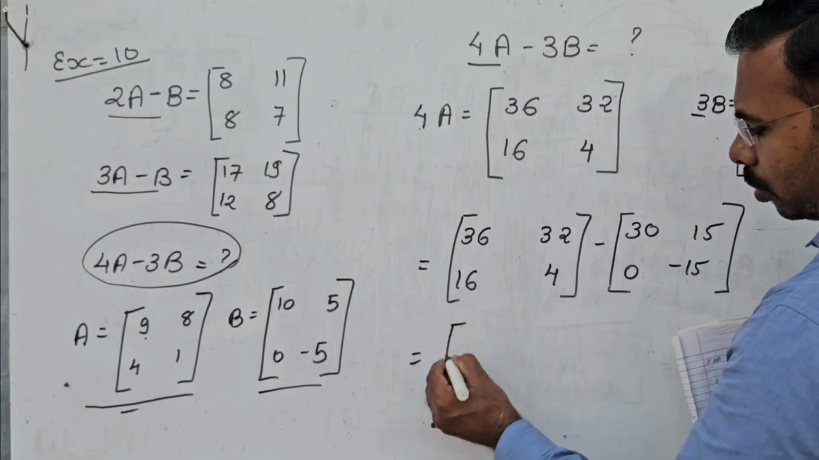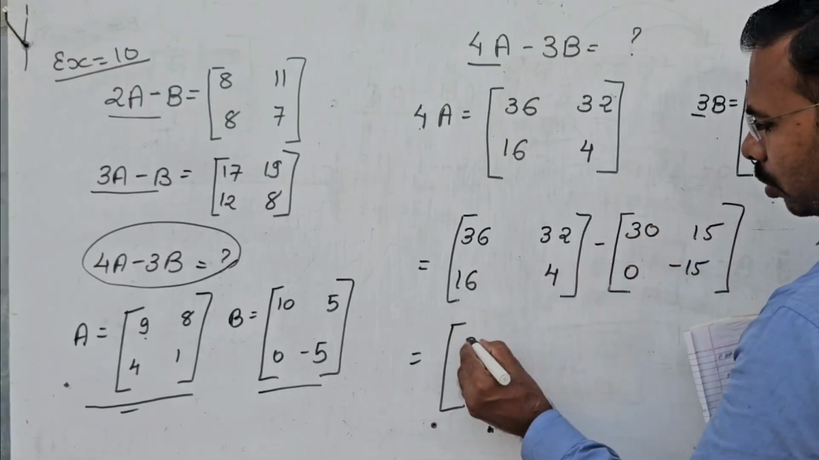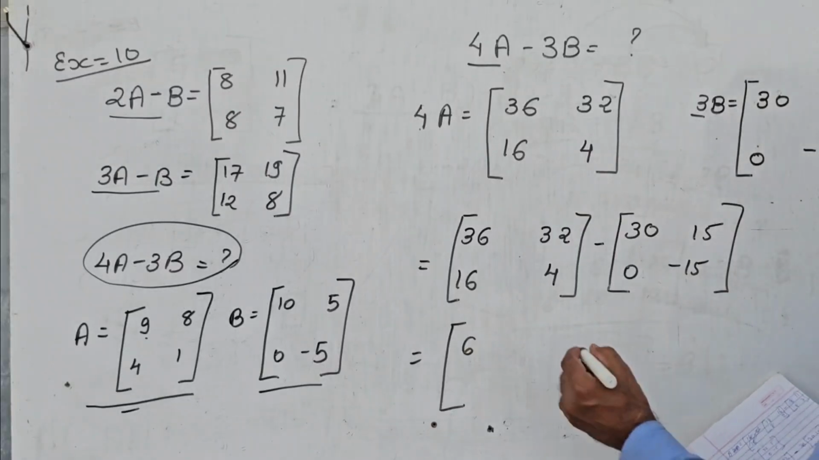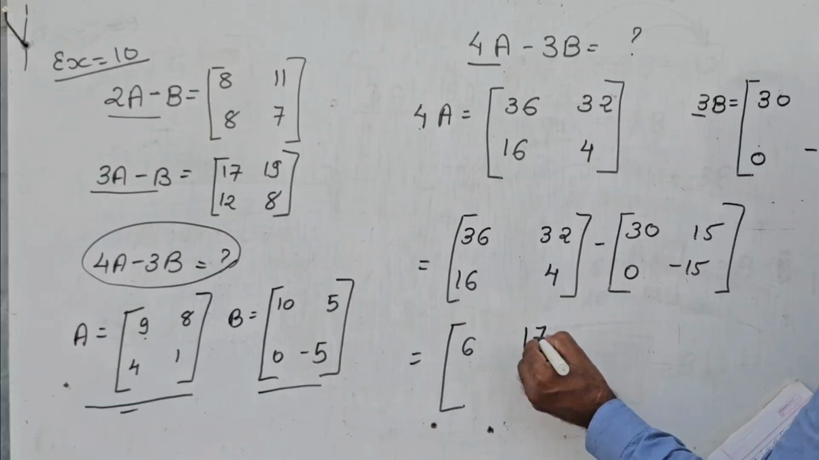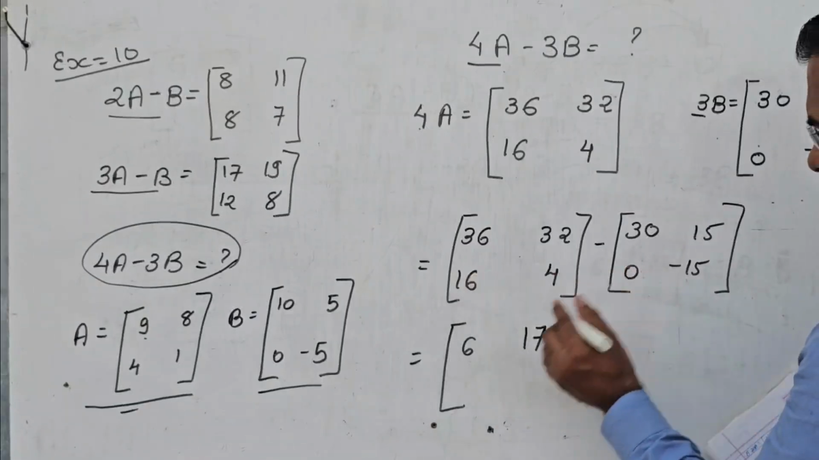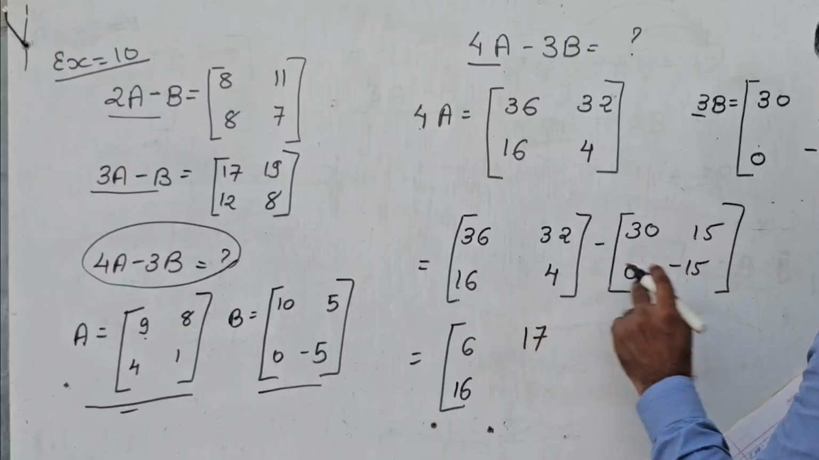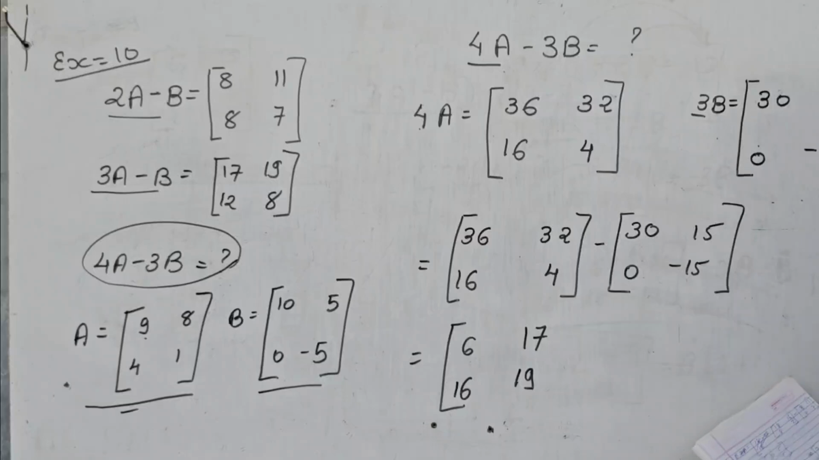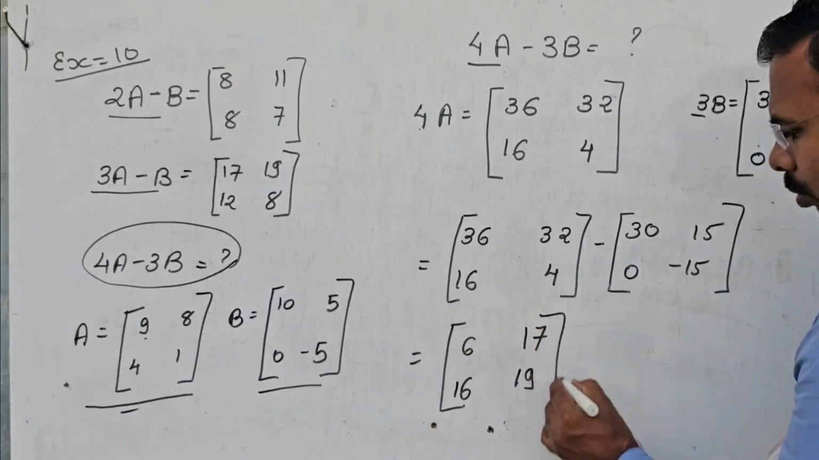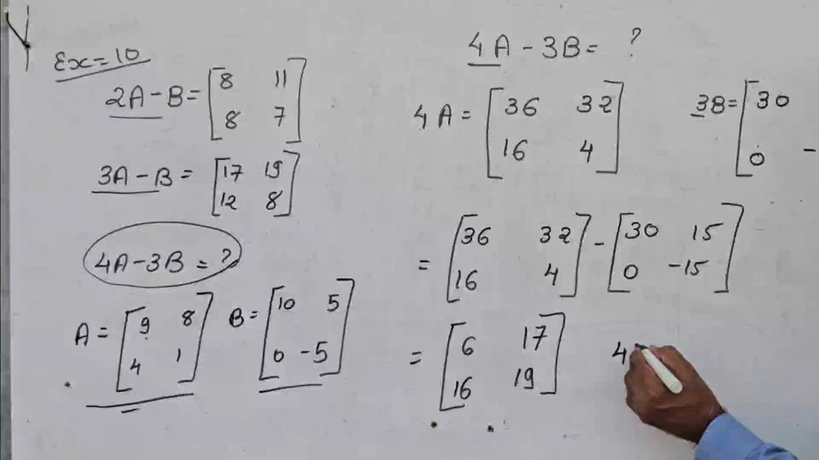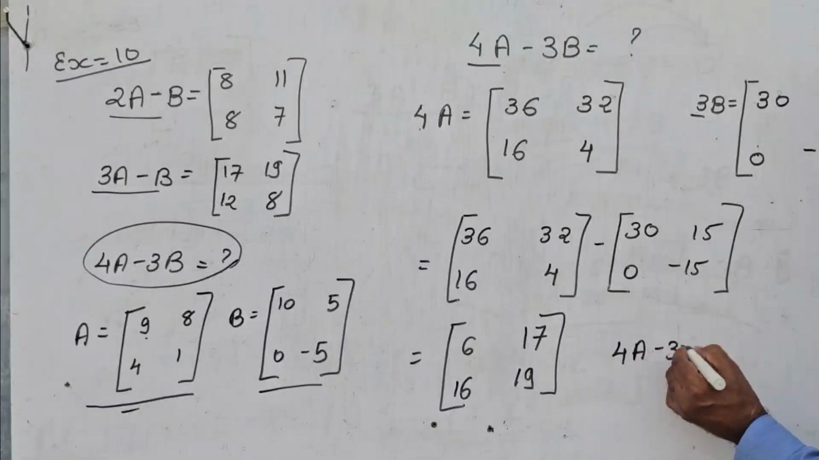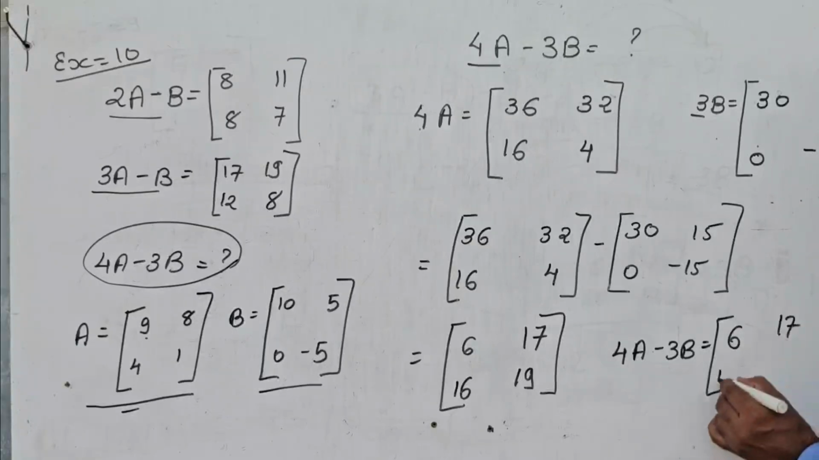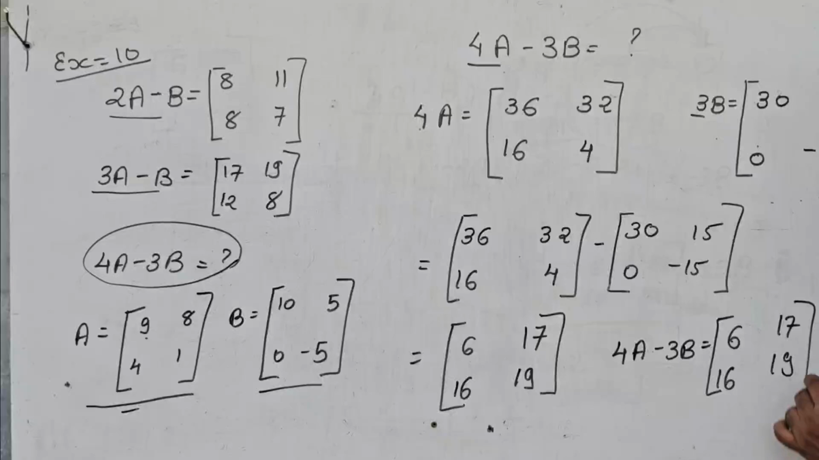So here 36 minus 30 is equal to 6. 32 minus 15 is equal to 17. 16 minus 0 is equal to 16, and 4 minus minus 15, that is minus minus plus, so 15 plus 4 is equal to 19. So here we have got the value of 4A minus 3B is equal to [6, 17; 16, 19].